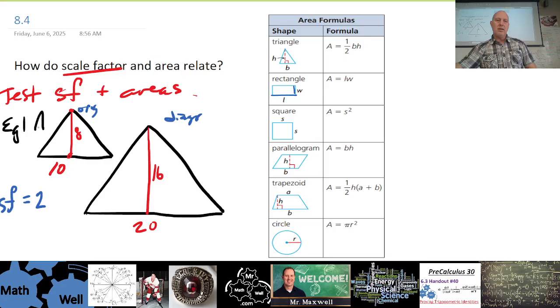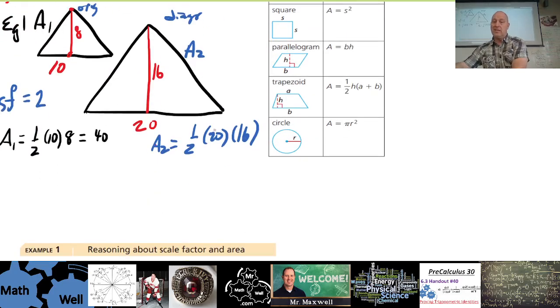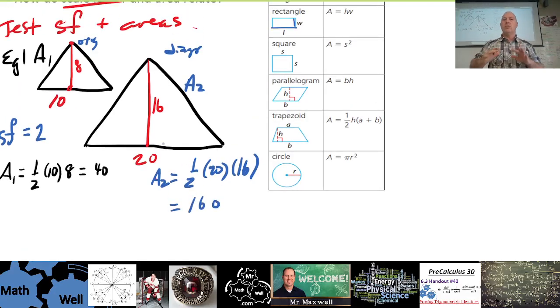Area 1 is our original. So area 1 is 1/2 the base times the height, or 40. Here's the big deal now. Do you think that the area of this one is going to be 80? No. It might be a reasonable guess, but let's check, because there are games afoot here. Area 2 is 1/2 the base, 20, times the height of 16. So that is 160. When we double the dimensions of a 2D shape, the areas are not doubled.